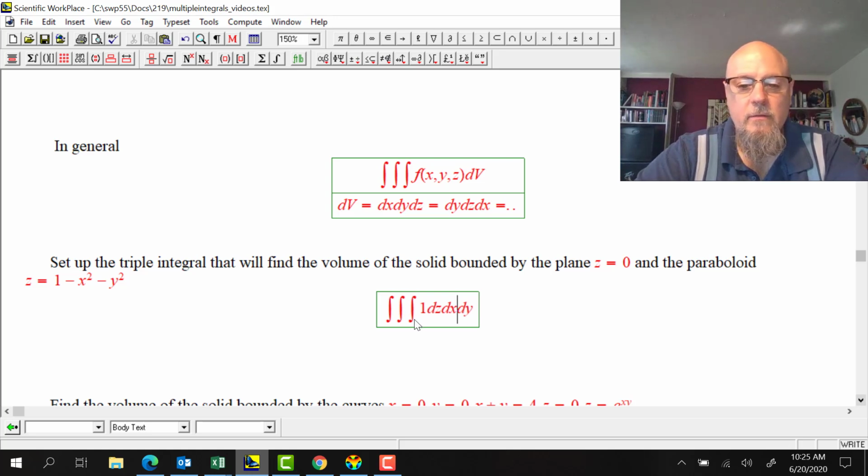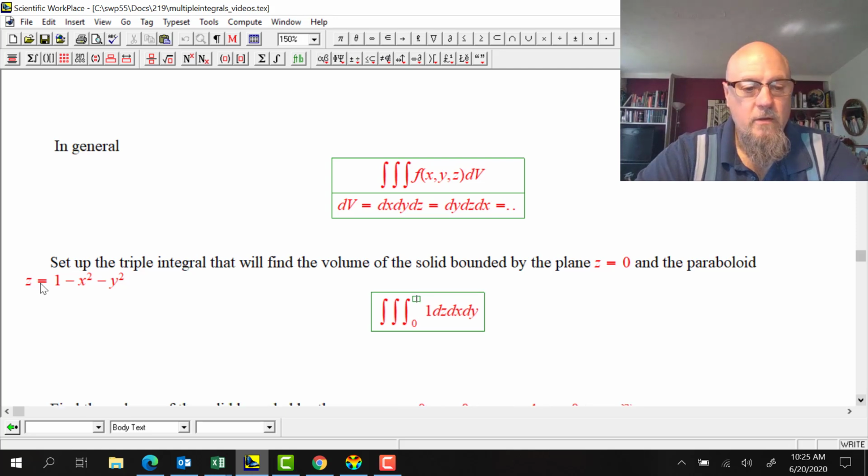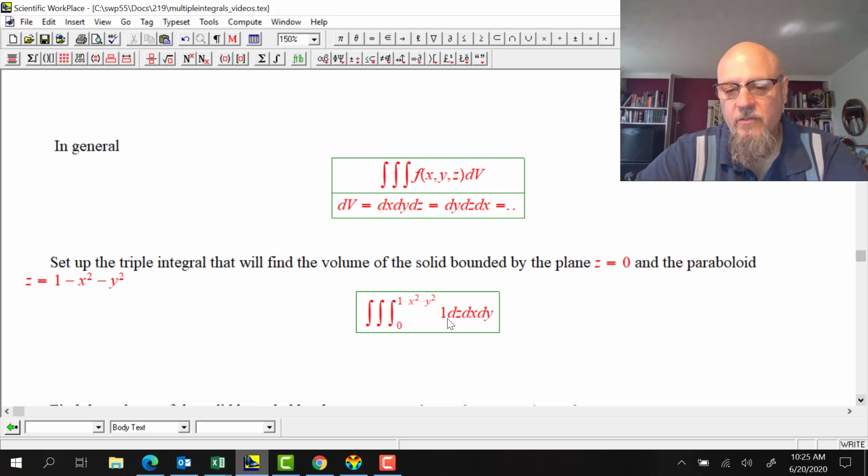And now z is going to go from z equals 0. That's the curve, that's the bottom. To z equals this 1 minus x squared minus y squared. Now when I integrate 1, I'm going to get z plugging in the top minus plugging in the bottom. It's going to, in one step, turn into the double integral that we would have done earlier to calculate the volume. But we wanted a triple integral, so we have that.